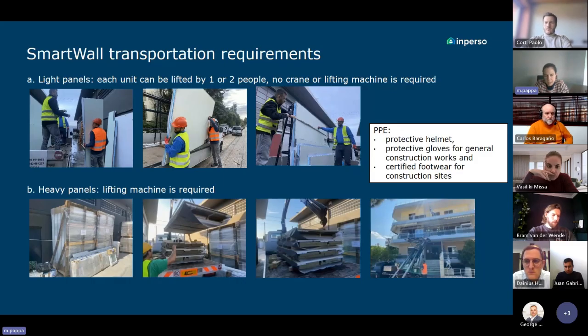Below, in case B, when we have heavy panels, then as you can see, we have to use lifting machines. In both cases, regarding the personal protective equipment, the people who undertake these activities should wear protective helmets, protective gloves for general construction works, and certified footwear for construction sites.